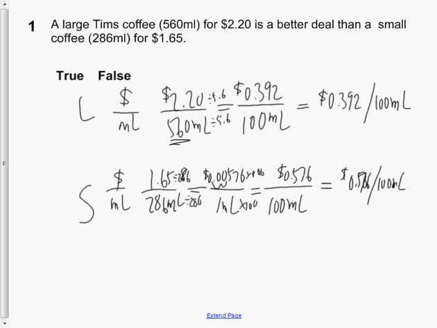So for this one, you can clearly see that yes, the large is a better deal, and it's significantly a better deal. So the answer, therefore, is true. It's a better deal.